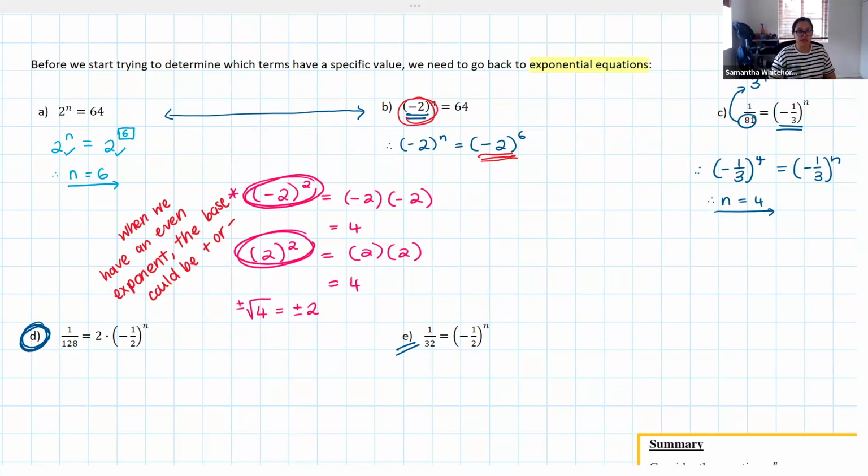Okay, this one is kind of testing how much you remember from your exponential equations. And again, if it's not much, that's absolutely fine. You just need to remember to go back to your grade 11 work and revise it.